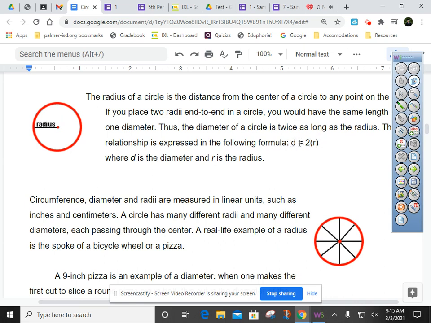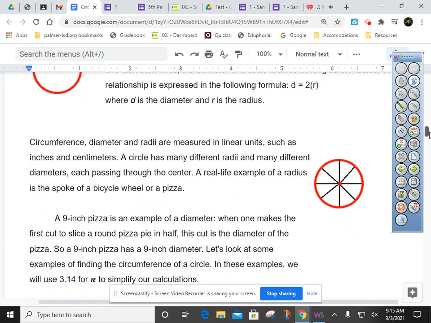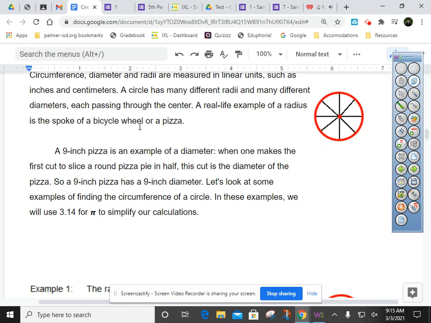Diameter equals 2r. What does it mean if they're next to each other? Multiply. Circumference, diameter, and radii are measured in linear units such as inches and centimeters. A circle has many different radii and many different diameters, each passing through the center. What does that look like? Looks like a pie. Right? What else would it look like?